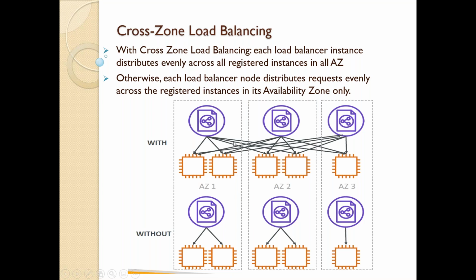Otherwise, each load balancer node distributes requests only within its node, within its availability zone. And if there are 3 or 4 requests coming here, this one will suffer and we have to wait. But if you enable cross zone load balancing, then the request will go here. There are some advantages and disadvantages.